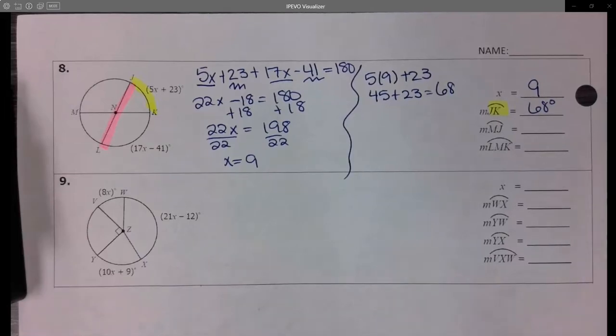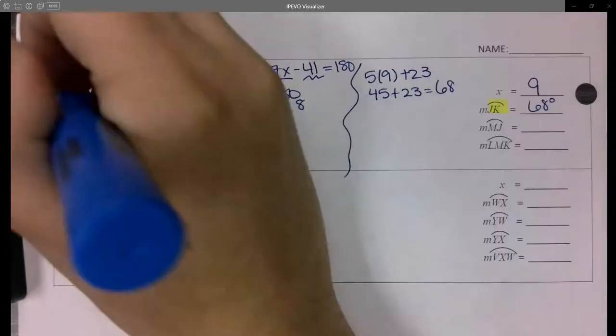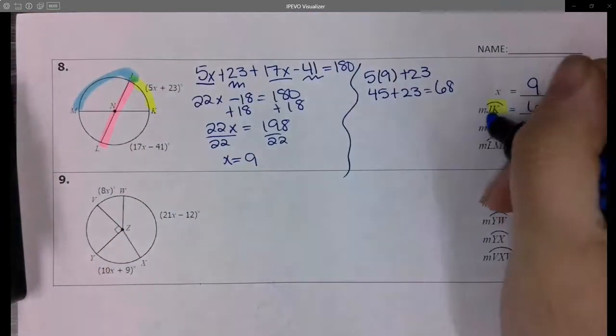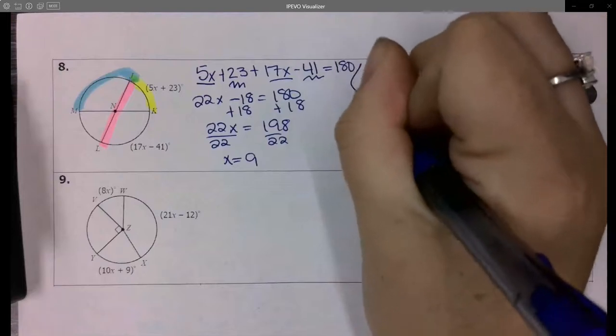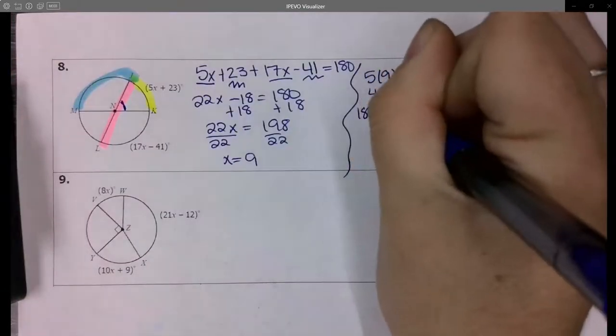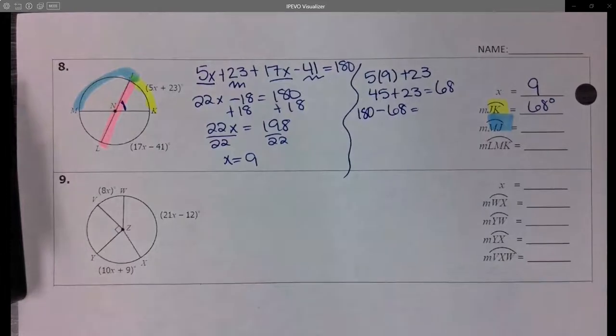Okay, then it wants me to find the measure of MJ. So this one makes a straight line with MK and JK. So I can do 180 and then subtract that angle I just found, the 68. 180 minus 68 gets me 112.